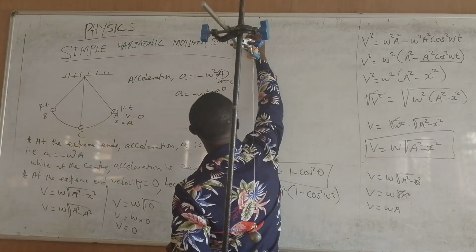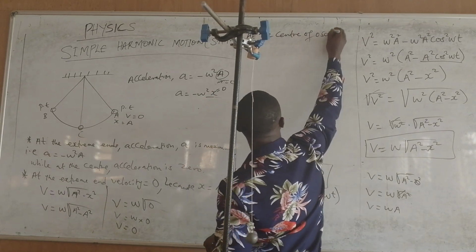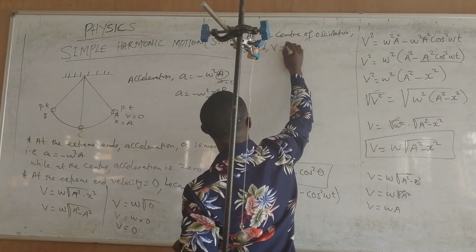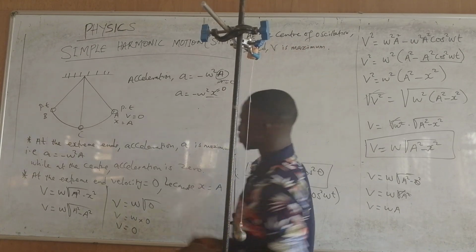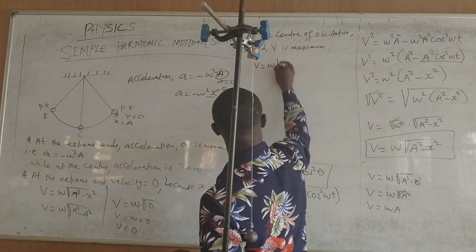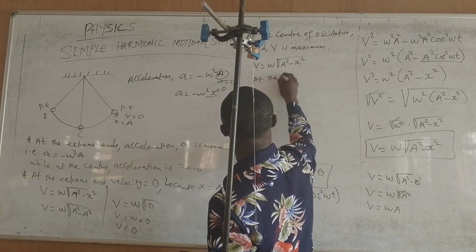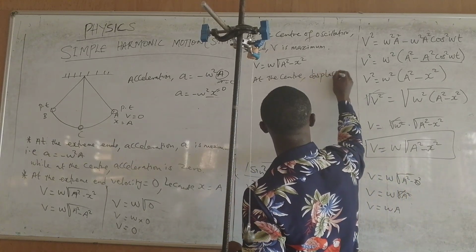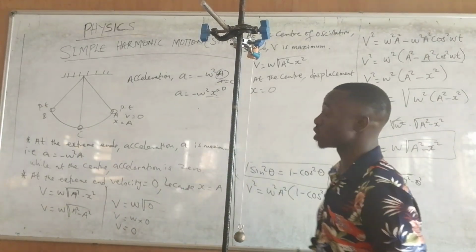Okay. So at the center of oscillation, speed v is maximum. That's where we have maximum speed. So from my formula, v equals omega root A squared minus x squared. At the center, what is our displacement x equal to? 0. There's no horizontal displacement at the center.